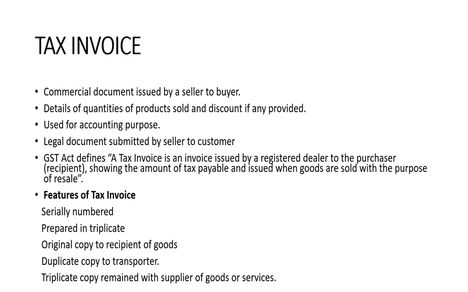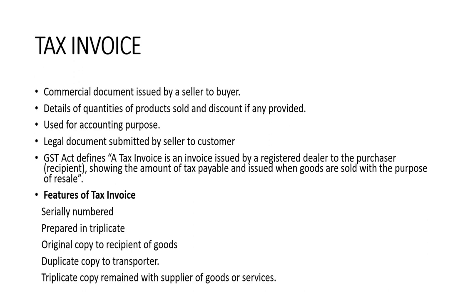So when we look into the features of the tax invoice here, of course it bears a serial number, which starts from 1 and is serially numbered till the end of the financial year. Then it is prepared in triplicate. Why is it prepared in triplicate? Because it enables all the parties to have a proper dispatch of the consignment here.